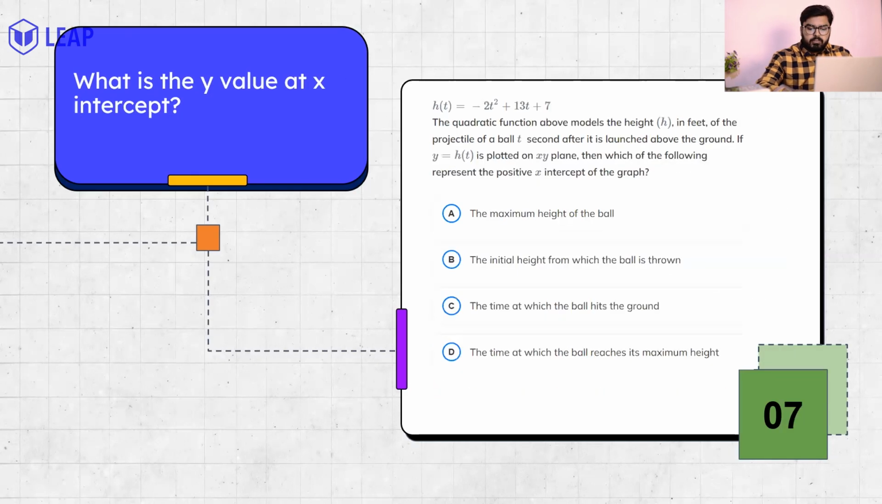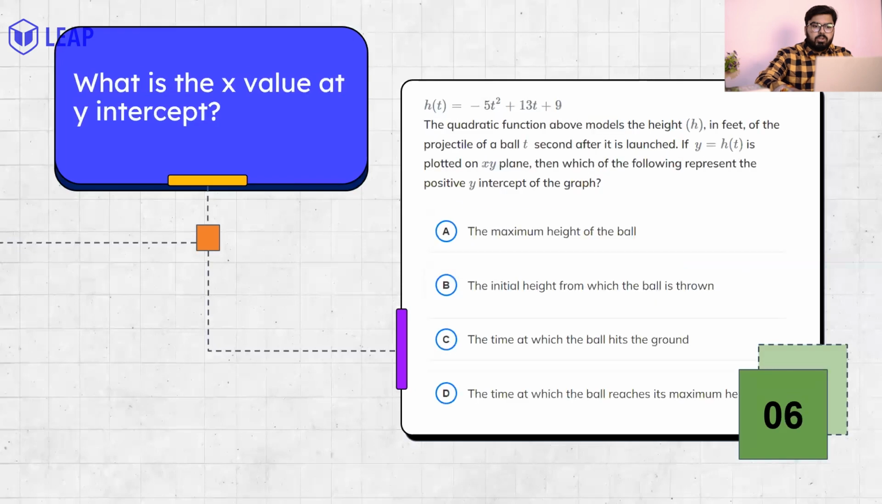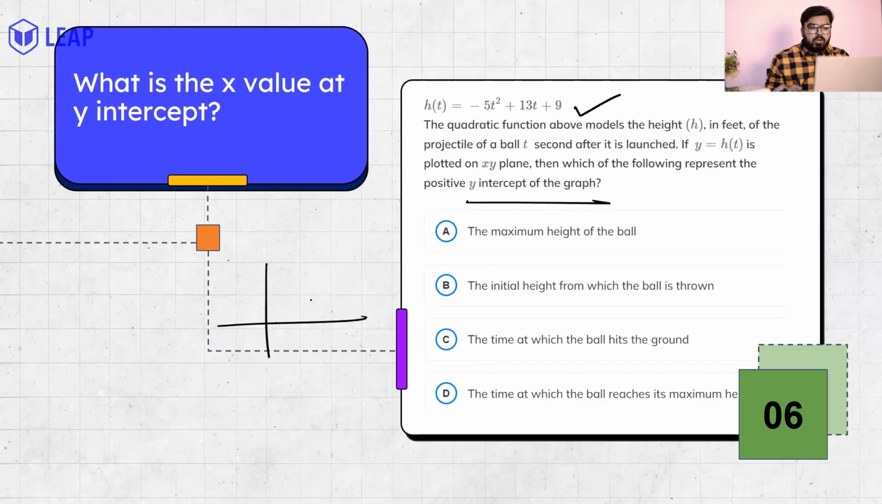Okay. Now let's do this question. Again, a quadratic is given to you. It is asking which of the following represents the y-intercept of the graph. What do you mean by y-intercept? At the y-intercept, the x value is 0, right? Whenever you talk about a y-intercept, let's say this is the y-intercept. What is the x value at this y-intercept?